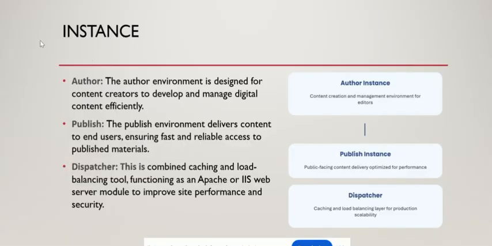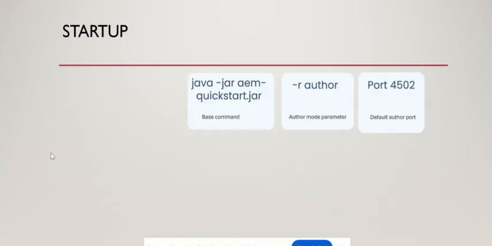So also we have another instance that is the dispatcher. So dispatcher acts as both web server and caching layer, significantly improving response time and reducing the load on published instances. So understanding this separation is critical for proper configuration, run modes and network topology during installation. So dispatcher we can see later on, but author and publish are majorly used in AEM.